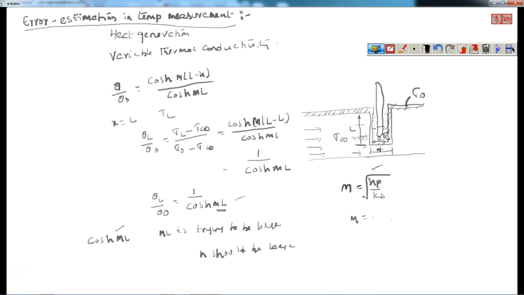Now suppose this L, which I have stated here, is larger than the diameter of the tube. In that case, you cannot insert the thermometer into the tube.